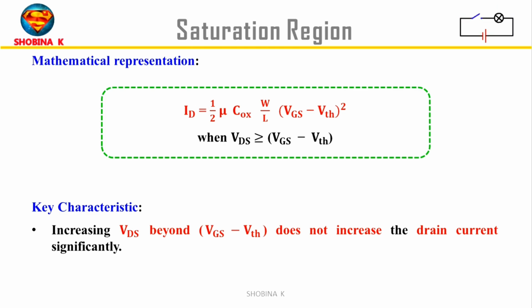In saturation region, the drain current ID is mainly controlled by VGS and V threshold. Once VDS becomes greater than VGS minus V threshold, the channel gets pinched off near the drain and the current becomes almost constant. After this point, even if you increase VDS, the drain current doesn't increase much. It stays nearly constant because it is now controlled by gate voltage, not the drain.